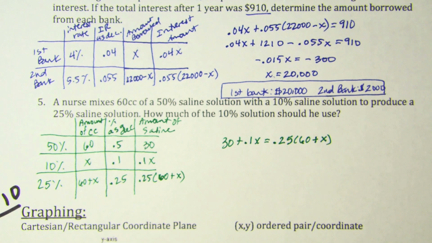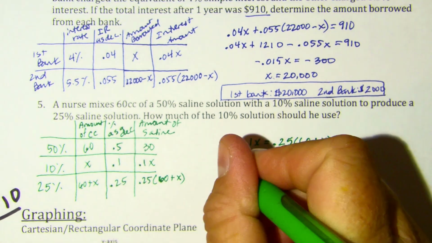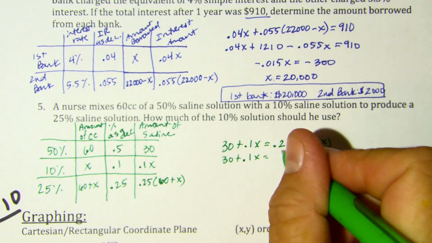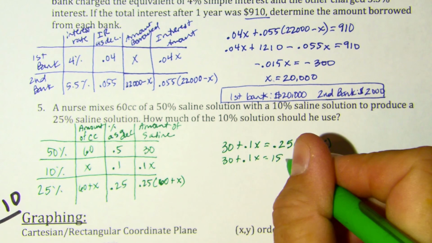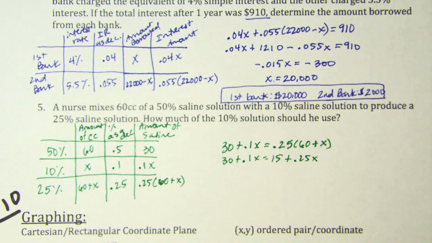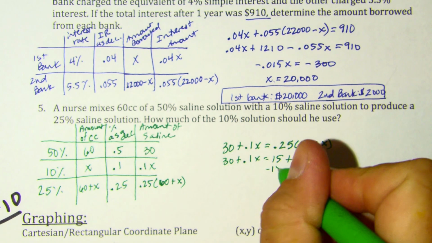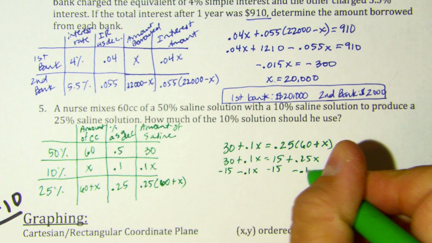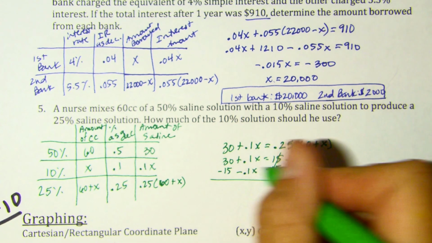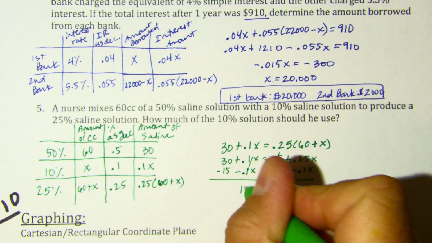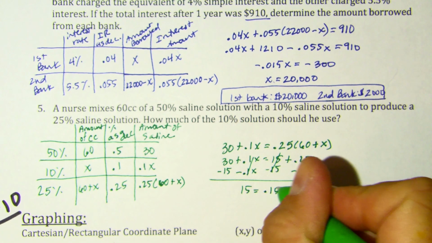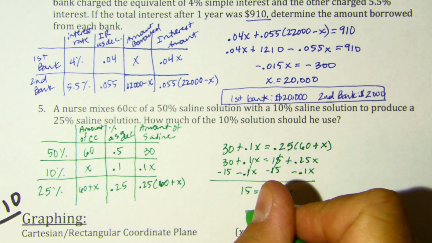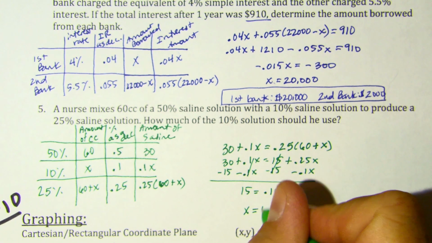So solving that equation, distributing the 0.25, we have 30 plus 0.1x is equal to 15 plus 0.25x. Subtracting 15 from both sides and subtracting 0.1x, that cancels and that cancels, and I have 15 is equal to 0.15x. So dividing by 0.15 on both sides, x is equal to 100.